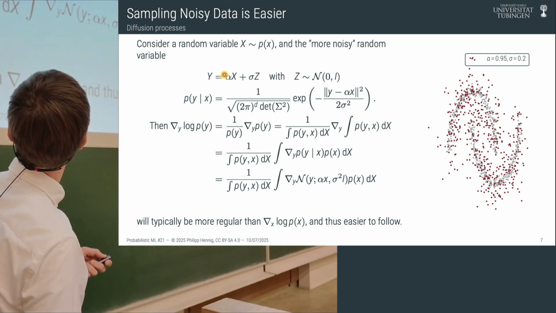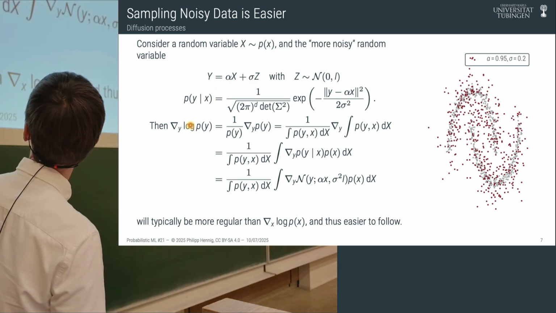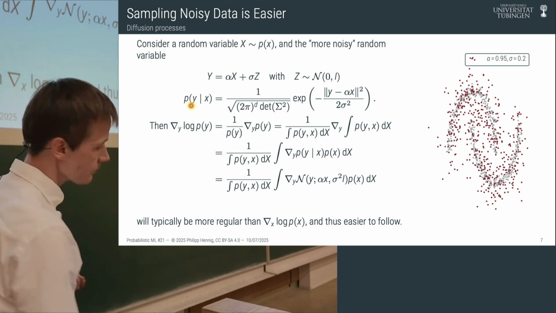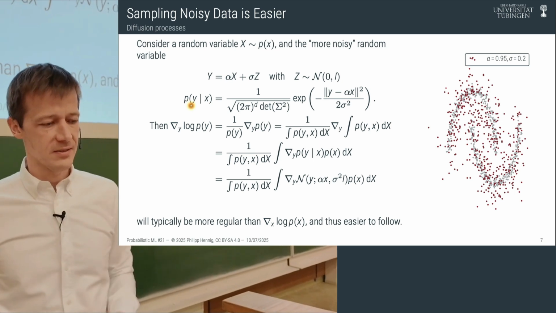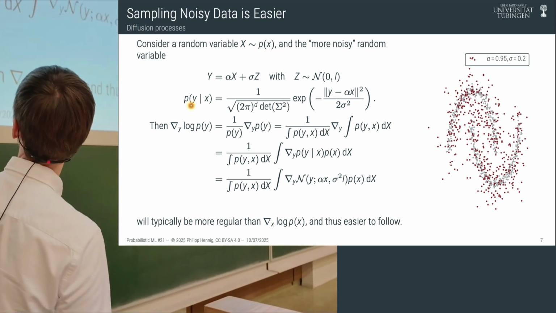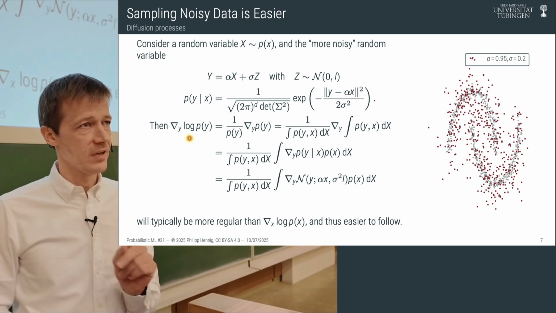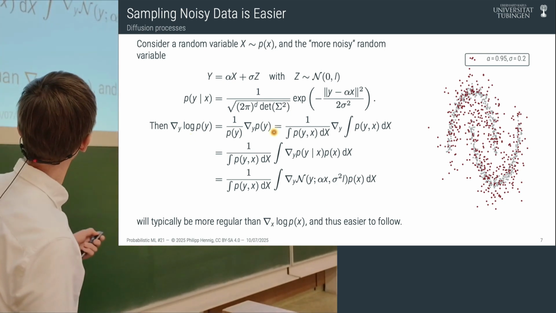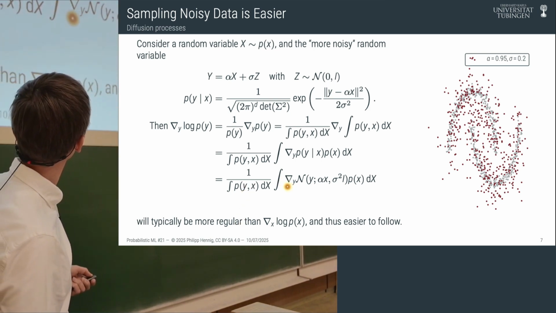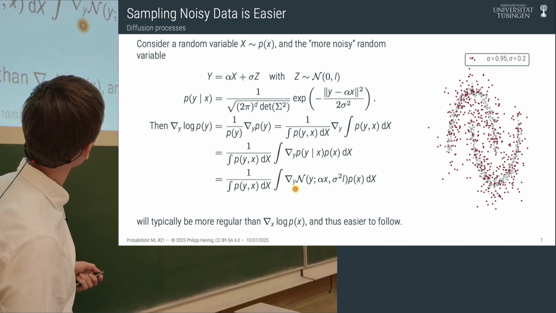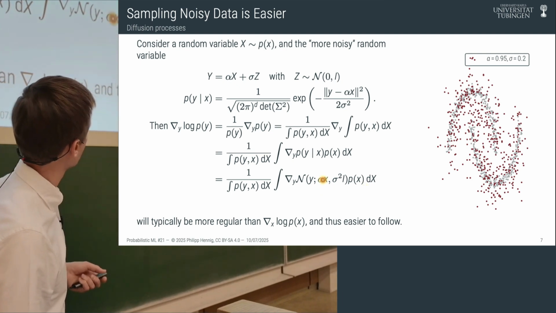Or actually, not just that. We're just adding something to a Gaussian. So it's really just a Gaussian conditional distribution, and the marginal distribution of y will be a convolution of this Gaussian with p of x. Therefore, the score of the distribution of y, not of x, will be, here's a 3-line derivation, a constant times the gradient of the convolution of p of x with a Gaussian.